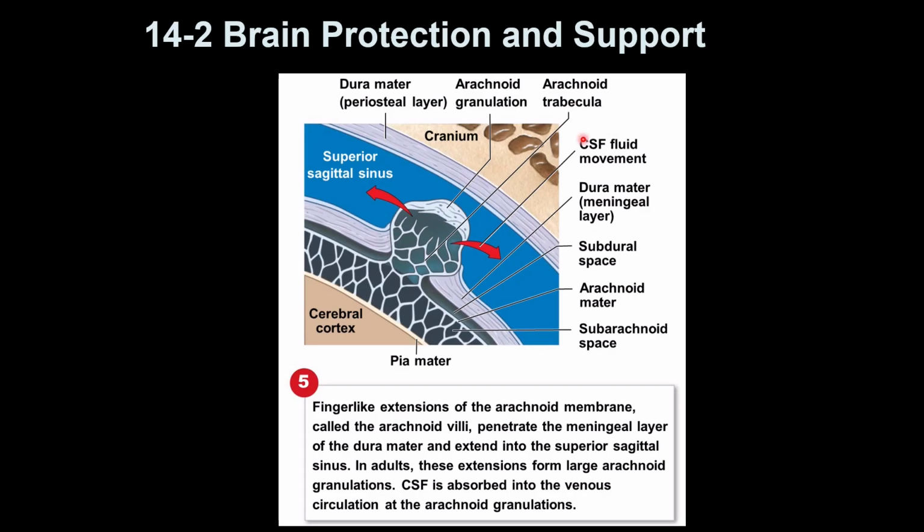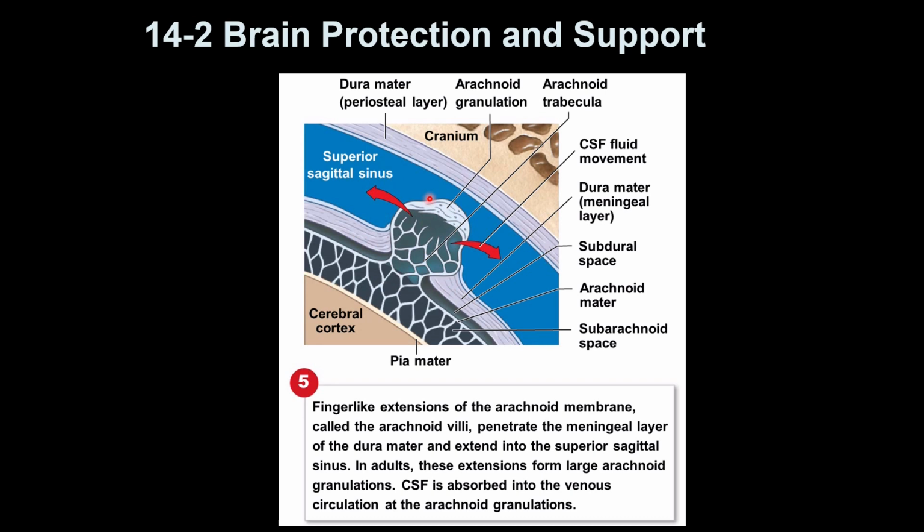Here you can see the cranium, the bone, and here are the two layers of the dura mater. This is the periosteal layer, this is the meningeal layer, this is the subdural space, this is the arachnoid, this is the subarachnoid space, and this is the pia mater. So this is the anatomy of it. Then you can see in some areas that the arachnoid creates a finger-like projection. It passes through the meningeal layer of the dura mater and goes inside the superior sagittal sinus like a finger, creating projections inside the sinus, and this area is called the arachnoid granulation.